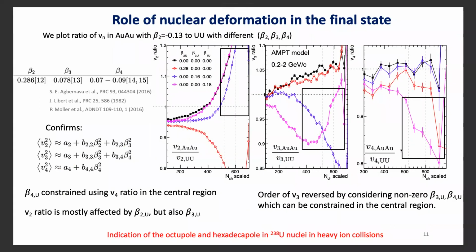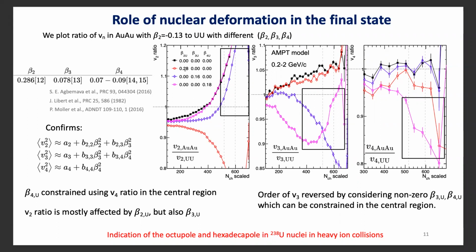And now we use the transport model to check this. You can see this ratio is the v2 ratio, v3 ratio, and v4 ratio between gold nucleus and uranium nucleus. If we don't input any deformation contributions, you can see due to the size effect, the gold v2 is larger than uranium, and gold v3 is also larger than uranium, and the v4 ratio is roughly equal to 1.